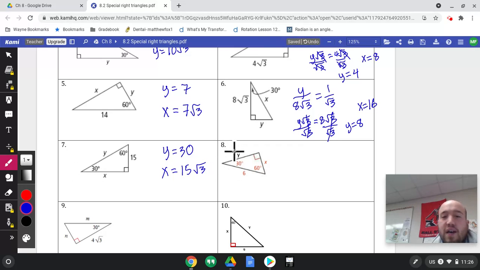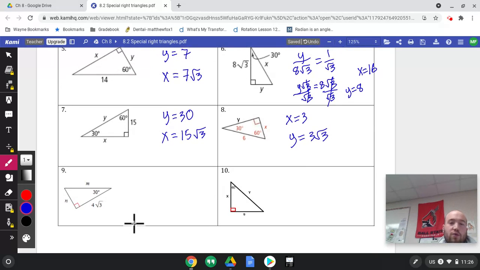Now 8 is kind of the opposite. We have the hypotenuse, so instead let's divide that by 2. 6 divided by 2 gives us what x is. So x will equal 6 divided by 2, which is 3. We still can just multiply it by square root of 3, and we'll get 3 square root of 3 over here.